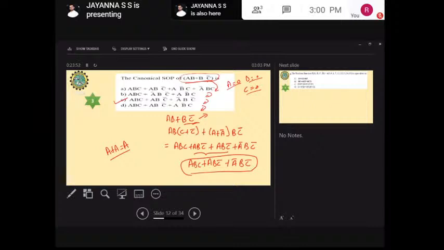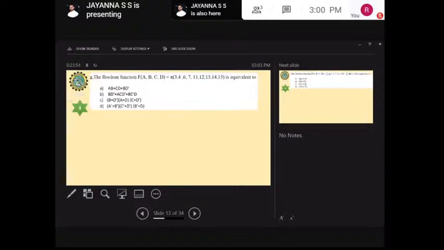Okay, fine. Moving to the next question, this is the fourth question. They are given the Boolean function, pi of 3, 4, 6, 7, 11, 12, 13, 14 and 15, and you need to find what it is equivalent to. This is the POS expression. They are given the POS expression.